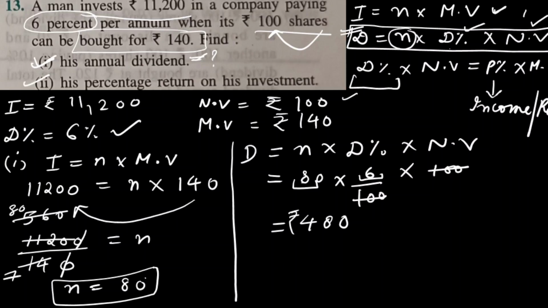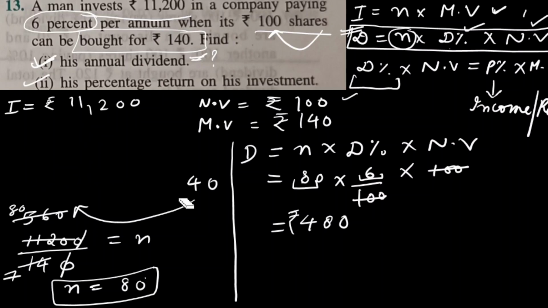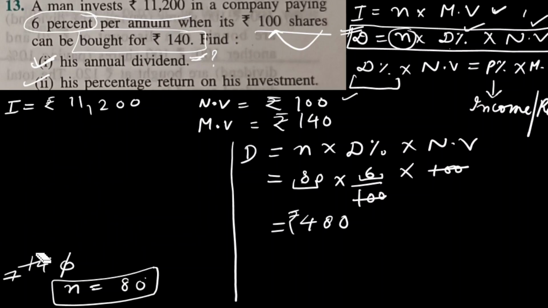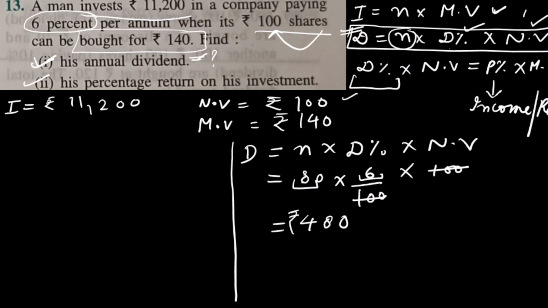Now let's do the second part. See, you can make a note of this. I'm just going to clear this because I need space to do the next part. Right. Now, second part we have to find percentage return. See, percentage return is again a very direct thing we have to find. If you use the third formula, it's there.